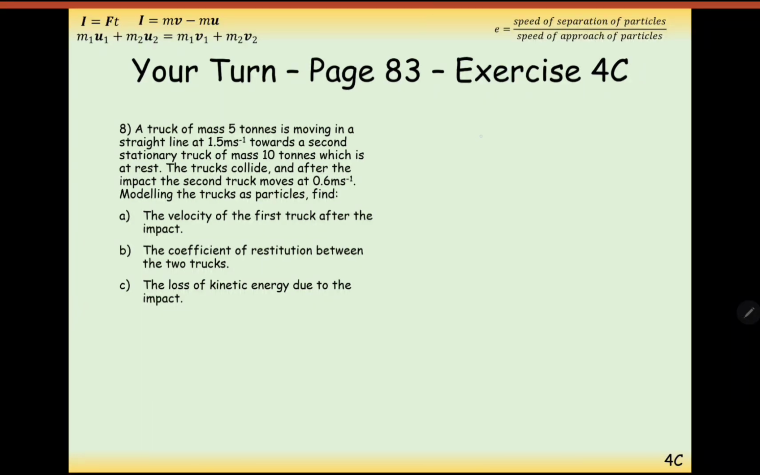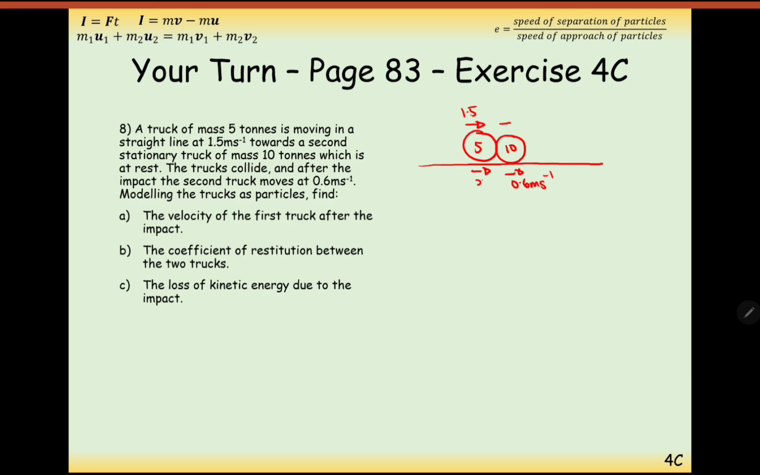So we have a truck of mass 5 tons, so I'm just going to put a 5 in there, and it travels in a straight line at a speed of 1.5 meters per second. It collides into a stationary truck, so no speed, with a mass of 10 tons. So these two particles collide. After the impact, the second truck moves with a speed of 0.6 meters per second. Calculate the velocity of the first truck after the impact.